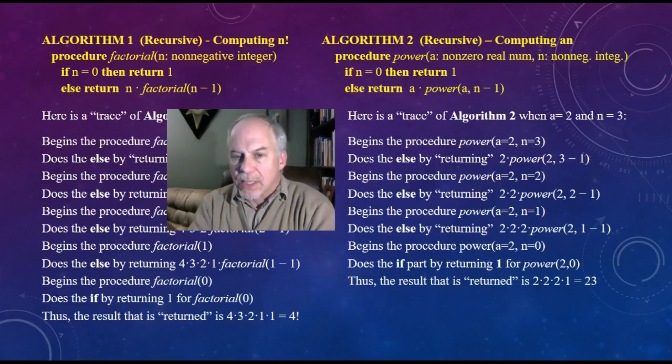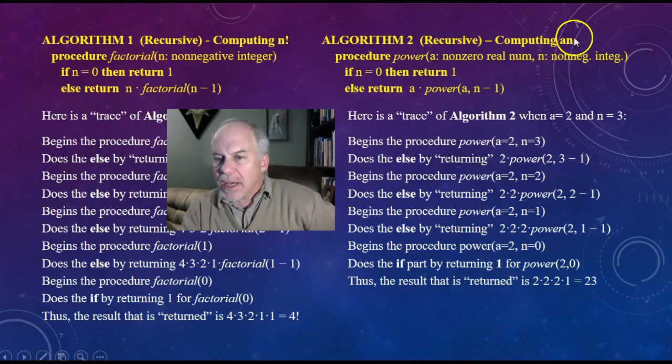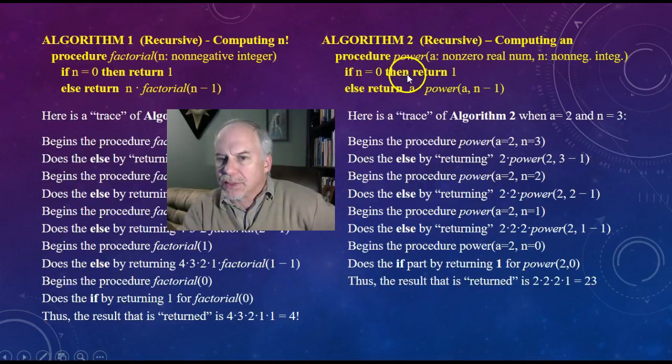All right, so in the same way, this second algorithm computes a to the nth power. Oh, that should say a to the nth power. For some reason, that didn't carry in as an exponent. All right, so this procedure does the same kind of thing. If n is 0, then it'll return 1. Else it'll return a times power. But then it has 2 inputs this time.